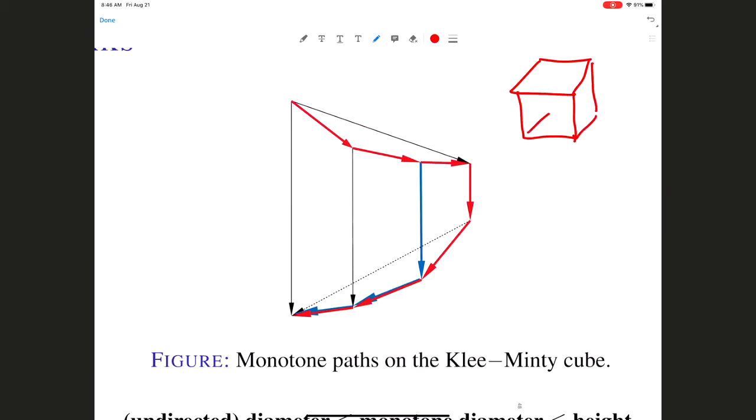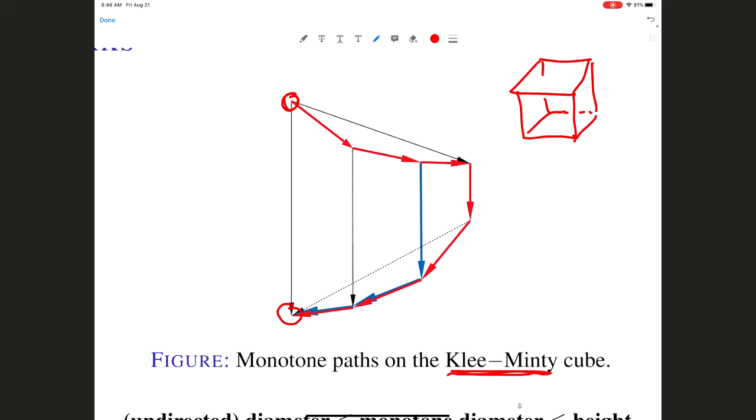I'm trying to draw a three-dimensional cube here that is like a regular cube. So here, this is what I call the Klee-Minty cube. It's a deformed cube. You are not going to believe this. This is a really strange object because you see there's a red monotone path. You can actually find a monotone path that starts essentially here and goes through every vertex, right?